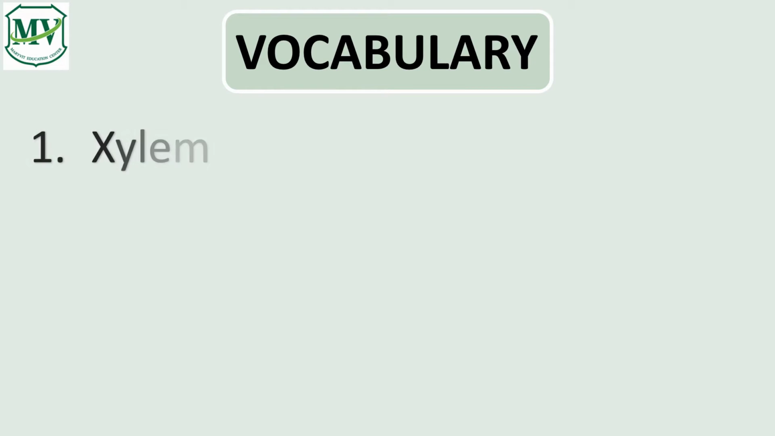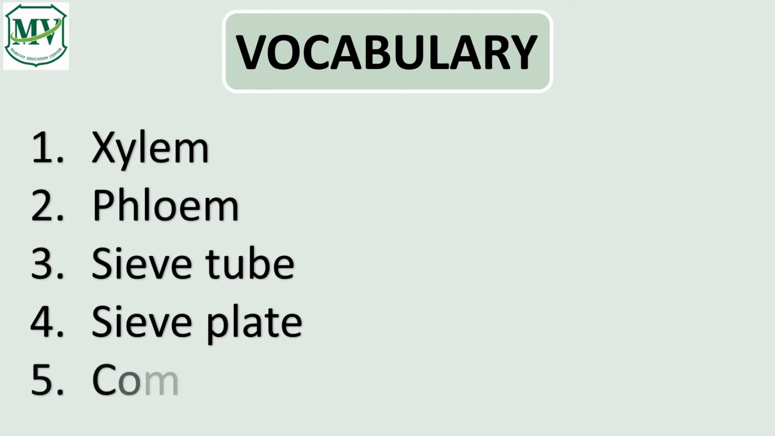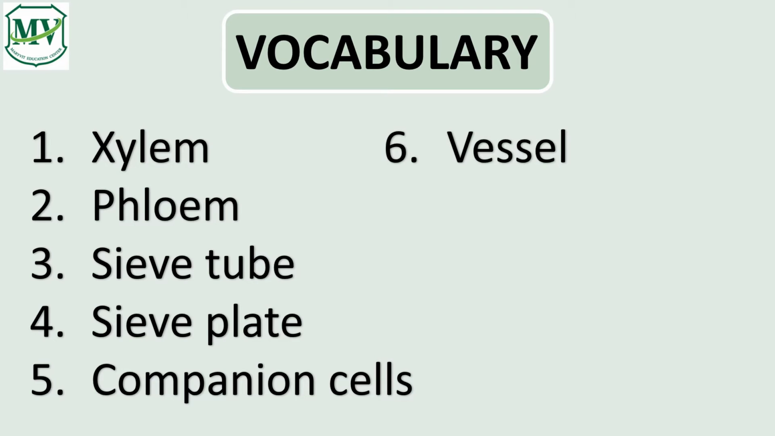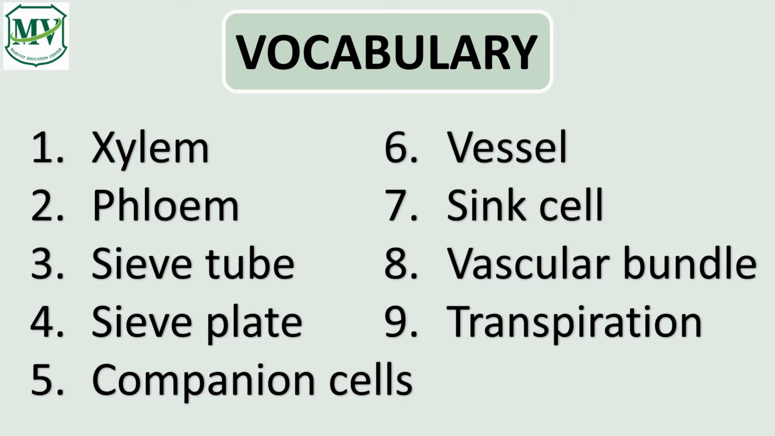Can you say them with me? Great! 1. Xylem. 2. Phloem. 3. Sieve tube. 4. Sieve plate. 5. Companion cells. 6. Vessel. 7. Zinc cell. 8. Vascular bundle. And 9. Transpiration.